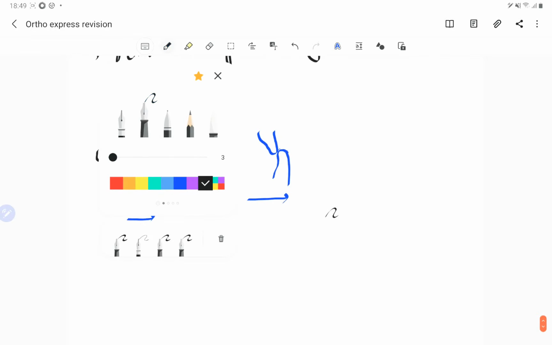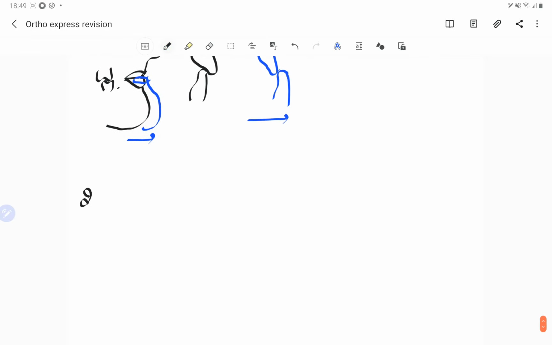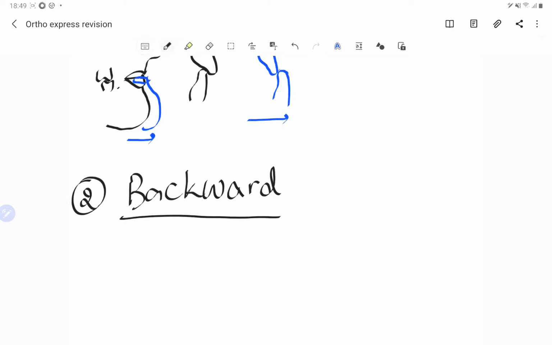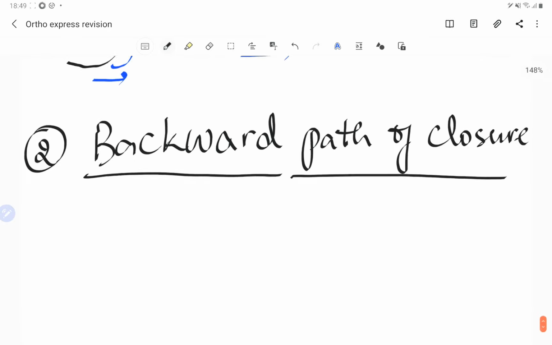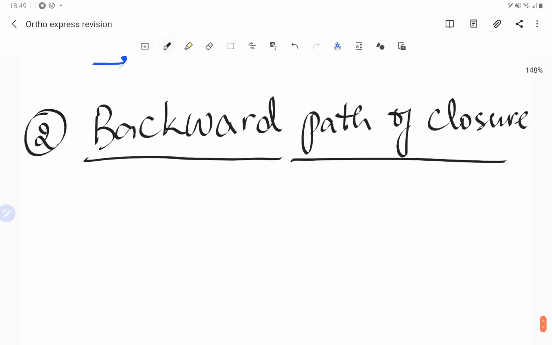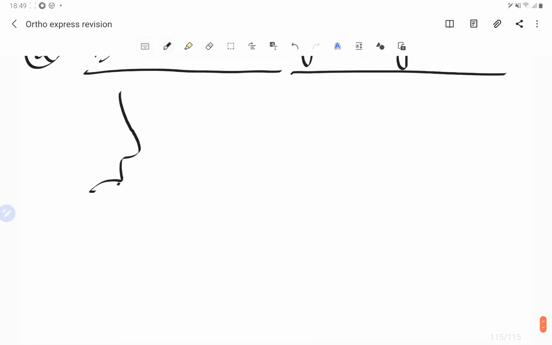Next one, my lovely students, is the backward path of closure. See, as everything is there in the name itself, I always tell you to analyze the name and then start reading the topic. The backward path of closure means while closing the mouth, so suppose this is a normal closure, maximum intercuspation, normal occlusion, right?